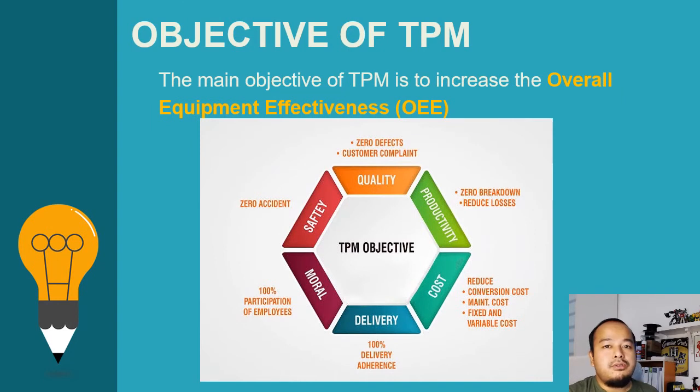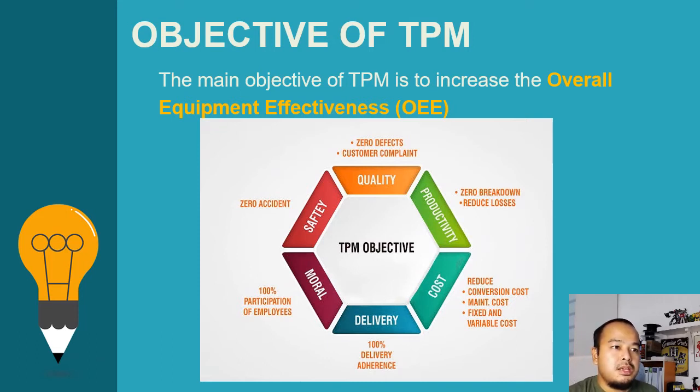Alright, what's the objective of TPM? The main objective of TPM is to increase the overall equipment effectiveness, OEE. Overall equipment effectiveness, OEE. This is the most important term in TPM. This is our objective lah. Every company ada dia punya OEE benchmark. So all workers have to try as good as possible to achieve the OEE benchmark that has been placed by the management.